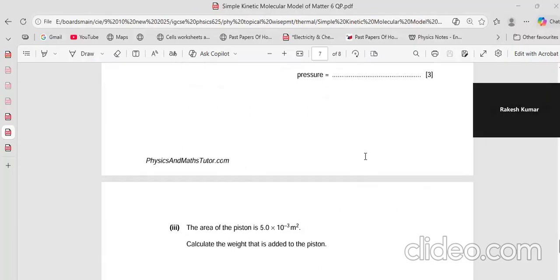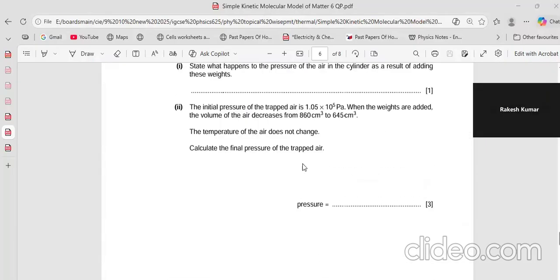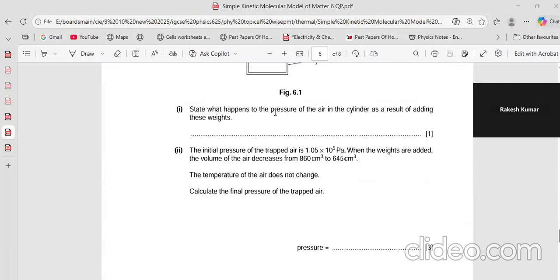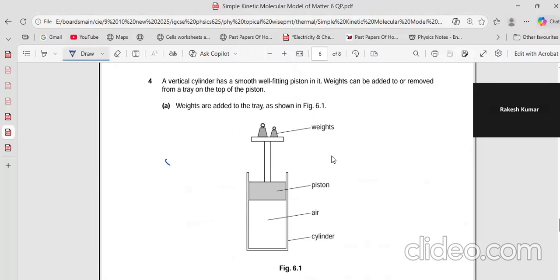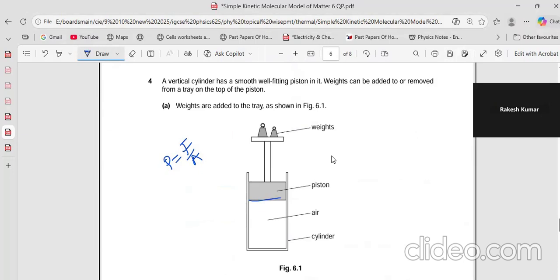He sees the difference when he puts on these weights. So what happens when I add the weights? I'm increasing the pressure, because pressure is equal to force upon area. The area is constant, so when I increase the force, the pressure increases.